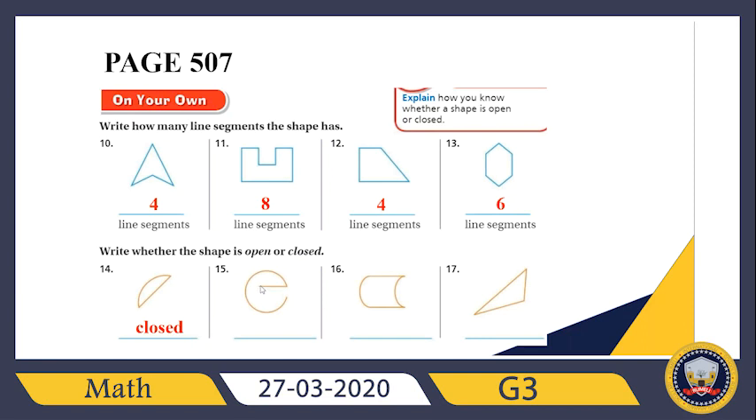Okay, let's decide a start point. I'll start from here. Then I'll continue, I'll track the curve, and it finishes, it ends. So my end point is here, but my start point is here. They are different from each other. If they are different, this shape is an open shape. What about question 16?